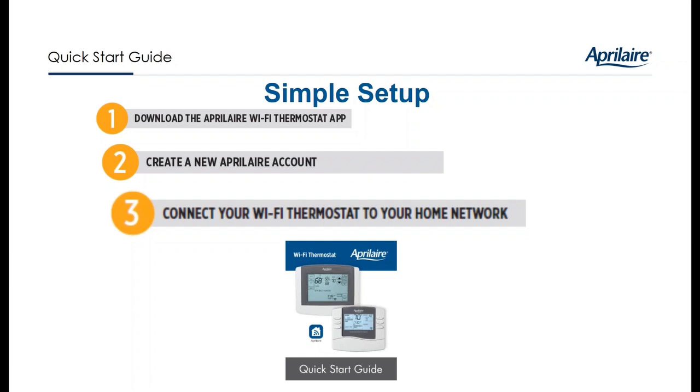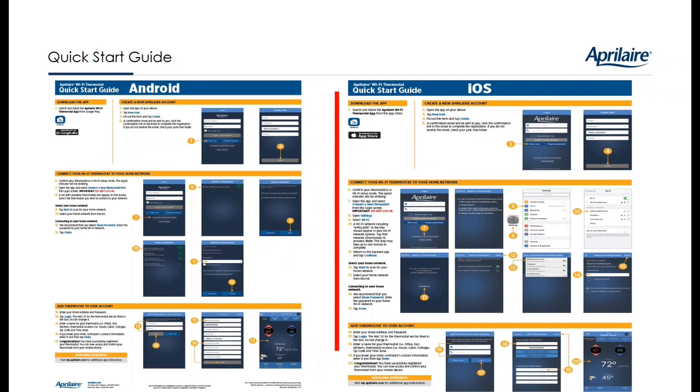Following the quick start guide, it's really just 3 steps. Download the app, create a new account, connect the thermostat to your home network. It's as simple as that. I'll go through it in just a little bit of detail. We've got one guide for Android, one guide for iOS. I'm not going to go through both.